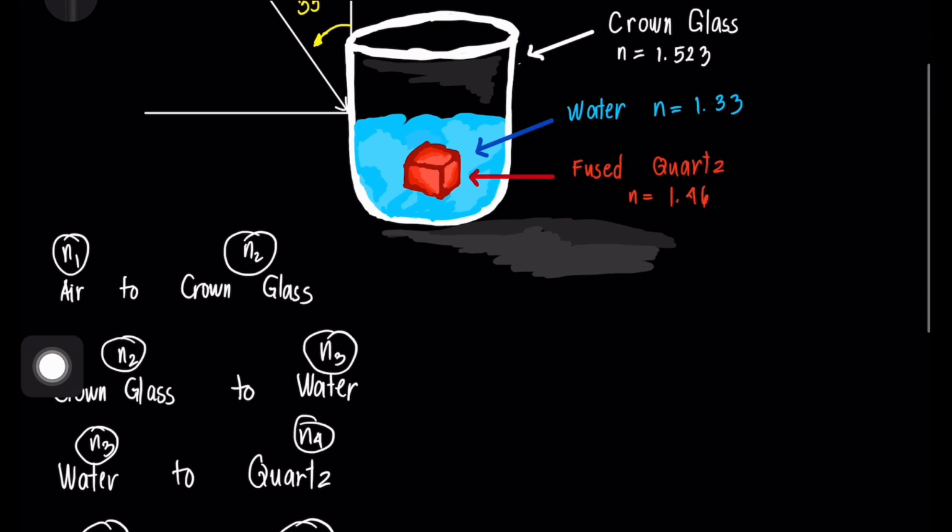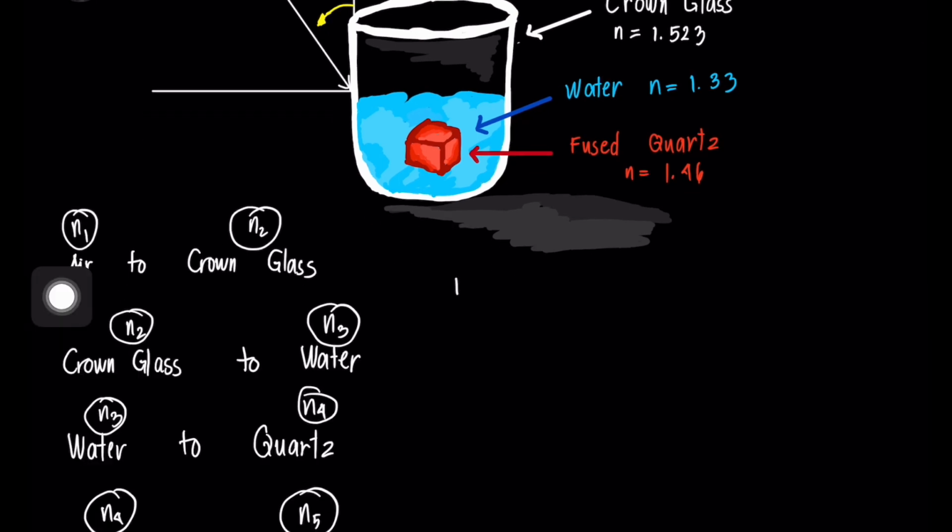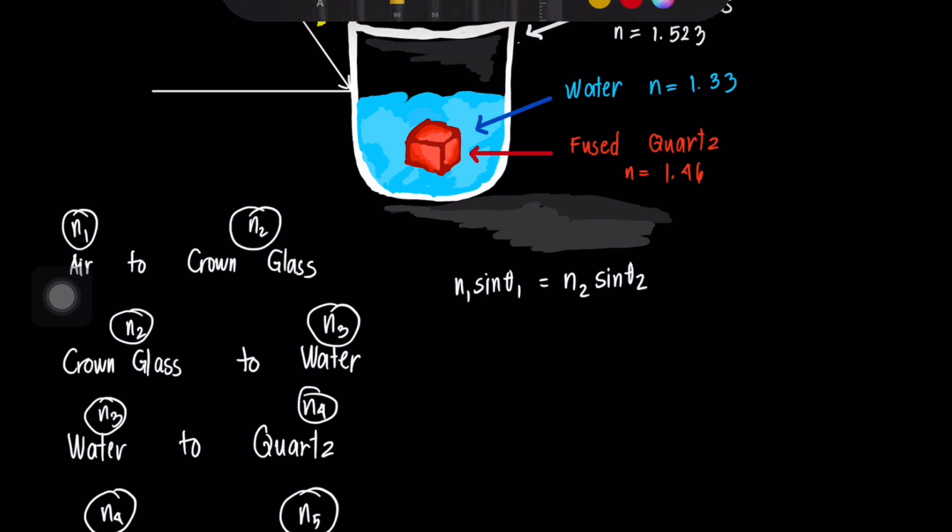So we always start with our formula, which is n sub 1 sine theta sub 1 is equal to n sub 2 sine theta sub 2. So we divide this side here by n sub 2. And then whatever we do on this side, we should also do on the other side. So we divide this with n sub 2. N sub 2 divided by n sub 2 is simply equal to 1, so we can cancel that out.